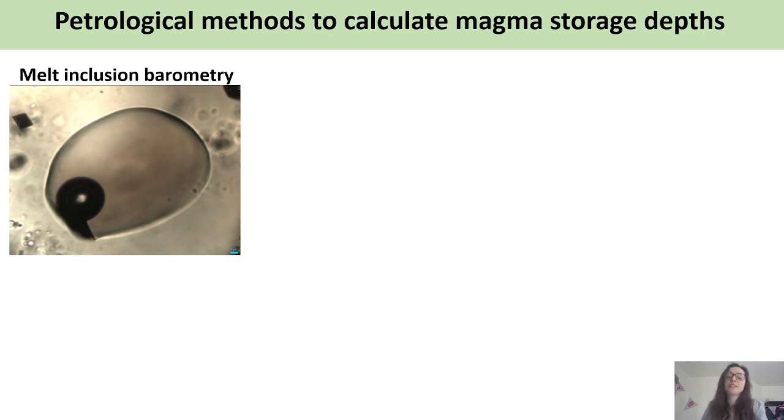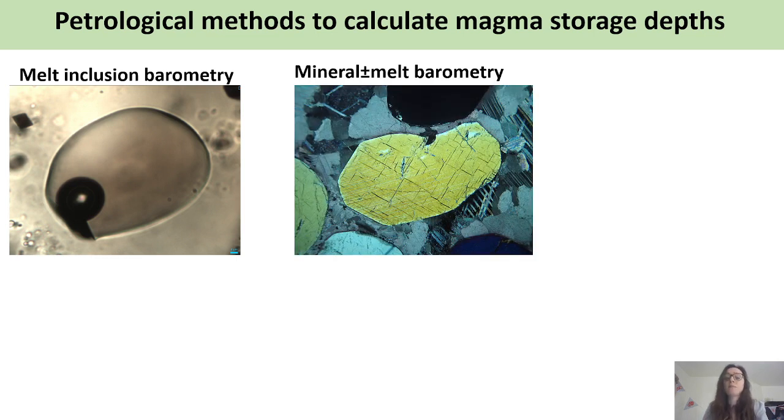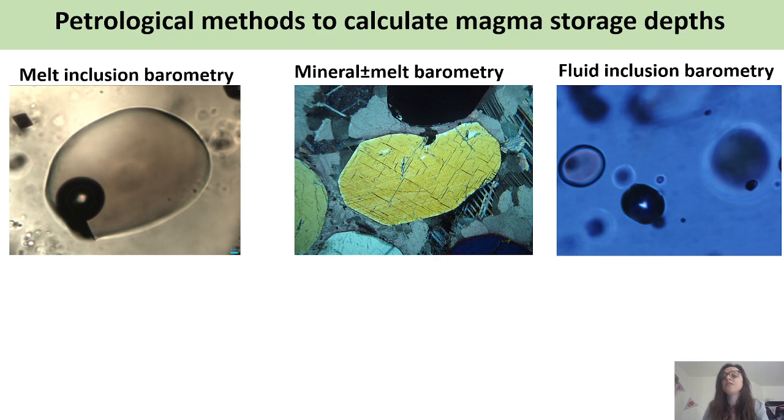The first is melt inclusion barometry. So using the concentration of water and CO2 along with the major element content of the melt to work out the pressure at which this melt inclusion was trapped. The second is using composition of minerals with or without melt to calculate pressures and temperatures and sometimes water content in igneous systems. And the third is fluid inclusion barometry, so using the density of CO2-rich fluids to calculate the pressure at which that pocket of fluid was trapped.